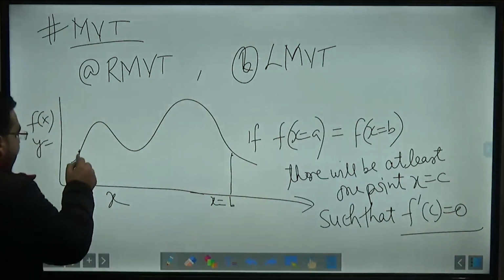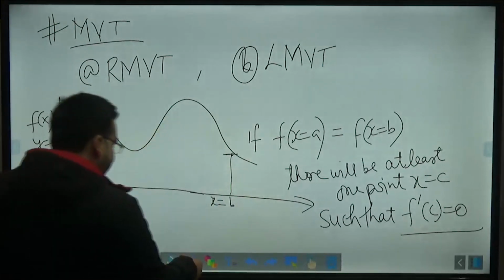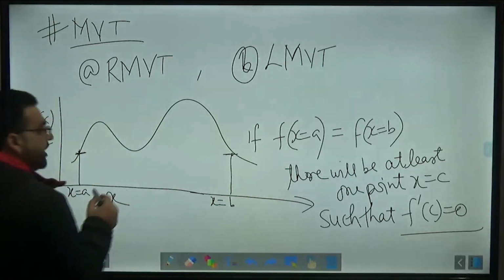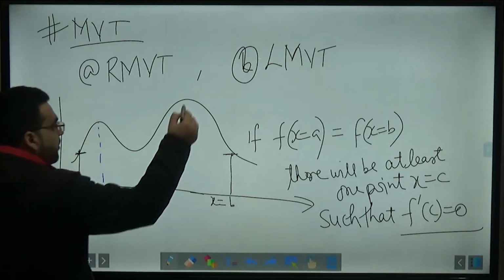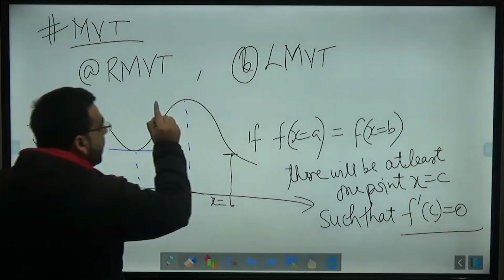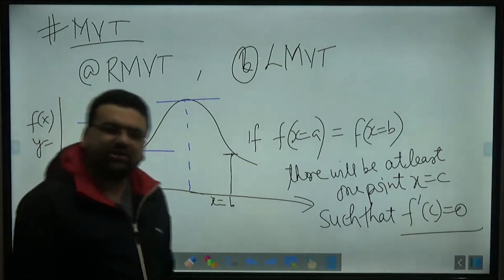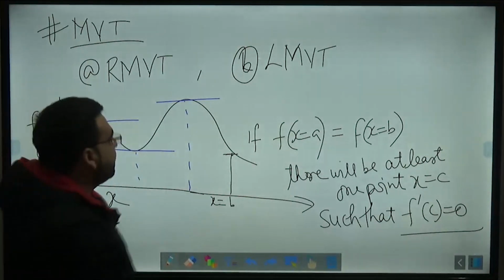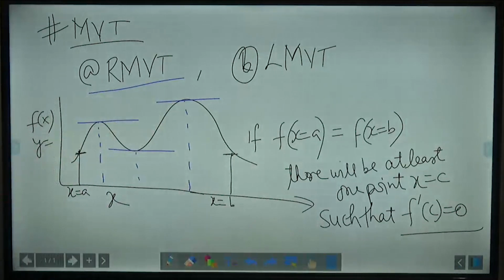So that is very obvious common sense. If you have x is equal to a, and this value is equal to this value, whatever is happening, there will be at least one point, either this can be that point, or this, or this. If you draw the slope here, the slope will be equal to 0. That is so obvious, right? This is what Rolle's mean value theorem is.